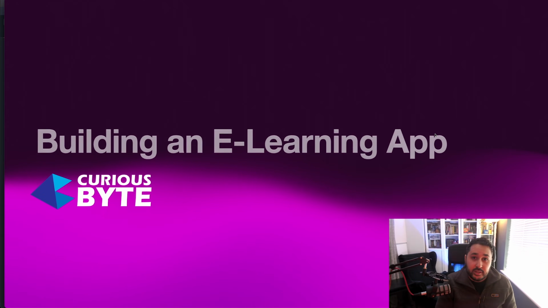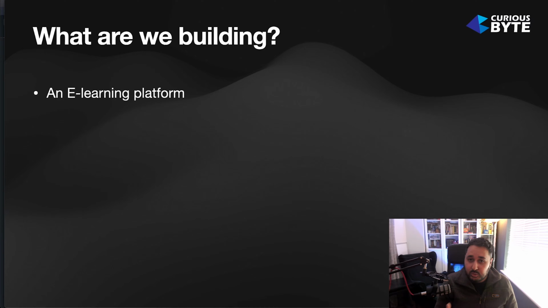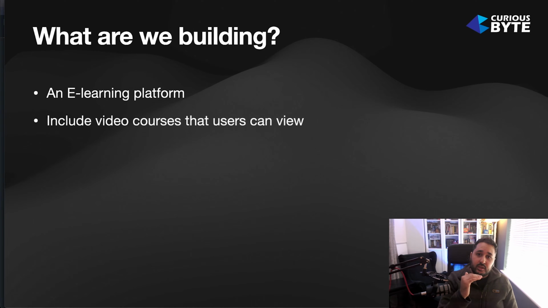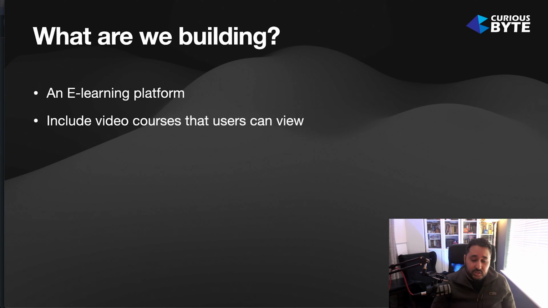So as we're building an e-learning app, we probably should know what we're actually building. So let's go check that out now. The obvious is we're building an e-learning platform similar to Treehouse, Udemy, Skillshare, etc. We have video courses that the user can go through bit by bit, have progress, and eventually complete it. And that's essentially the core of it.